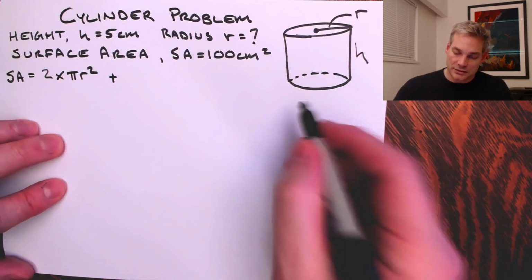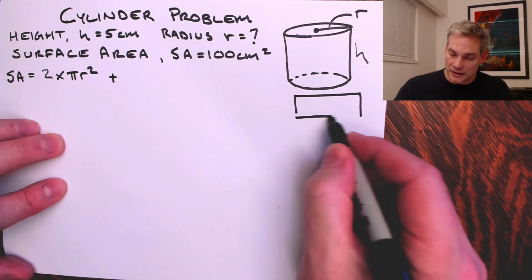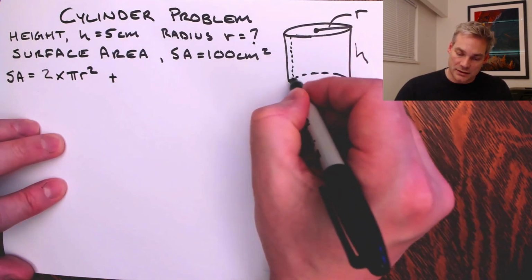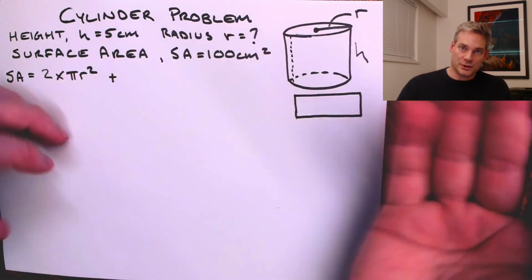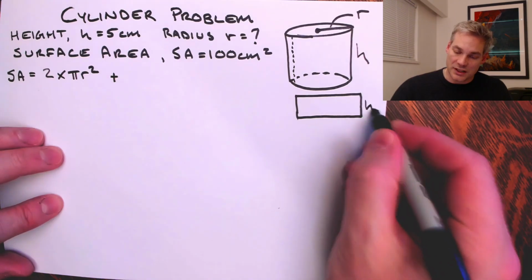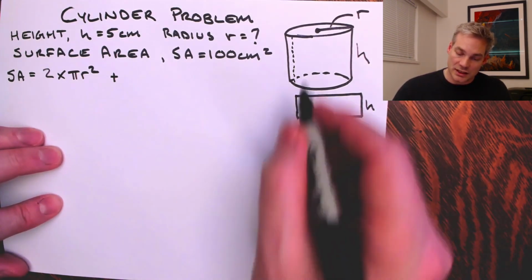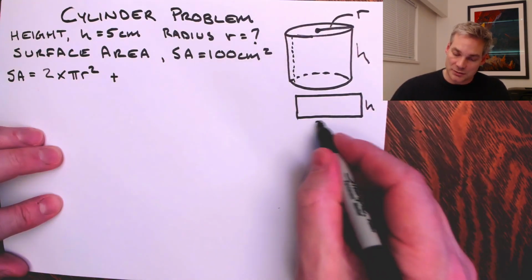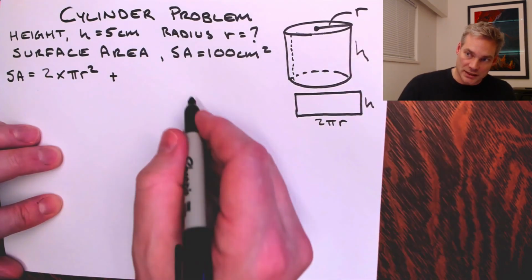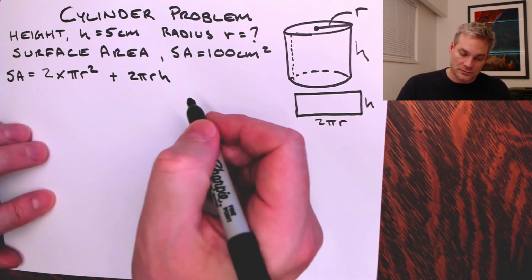And the side, if we cut down the side length, we made a little cut down here, we'd actually unravel it, and what you'd find is that it's a rectangle where the height is one of the sides, and the other side is actually the circumference of the circle, so that's 2 pi r. So the area of this is actually 2 pi r h.